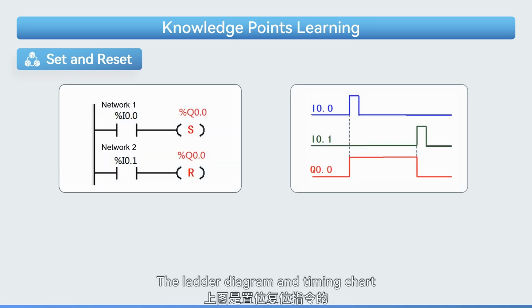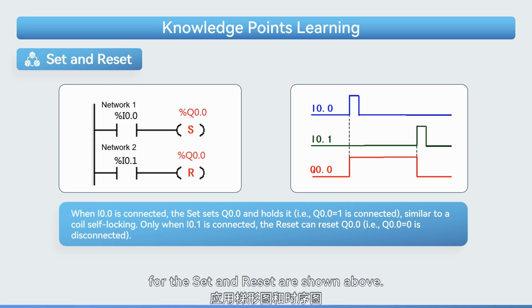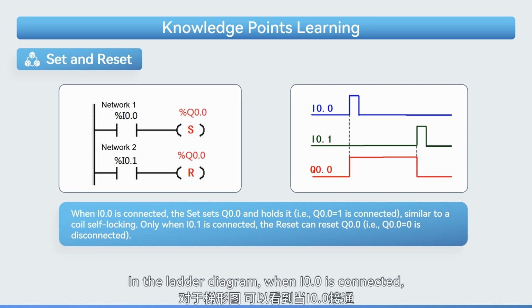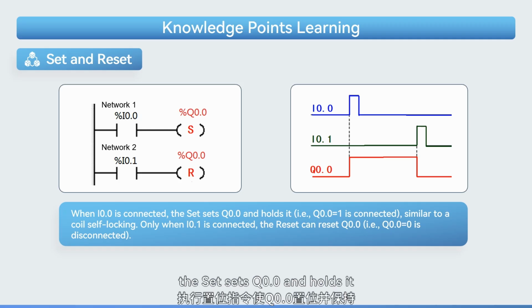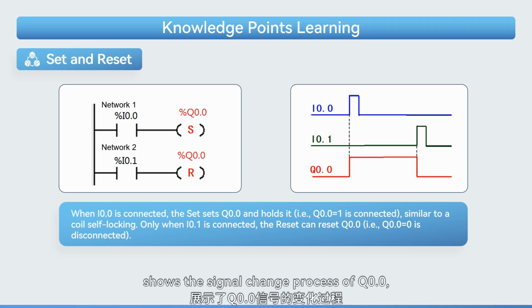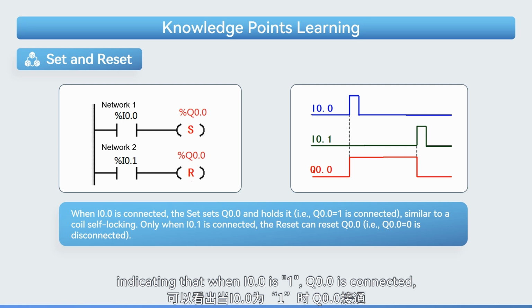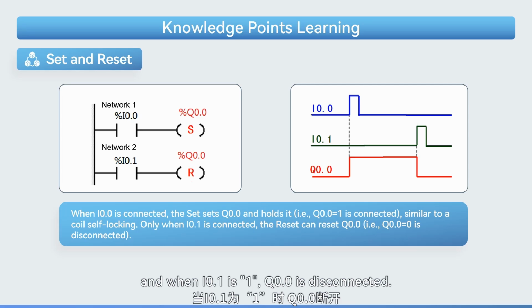The ladder diagram and timing chart for the set and reset are shown above. In the ladder diagram, when I0.0 is connected, the set sets Q0.0 and holds it, i.e., Q0.0 equals 1 is connected, similar to a coil self-locking. Only when I0.1 is connected, the reset can reset Q0.0, i.e., Q0.0 equals 0 is disconnected. The timing chart shows the signal change process of Q0.0, indicating that when I0.0 is 1, Q0.0 is connected, and when I0.1 is 1, Q0.0 is disconnected.